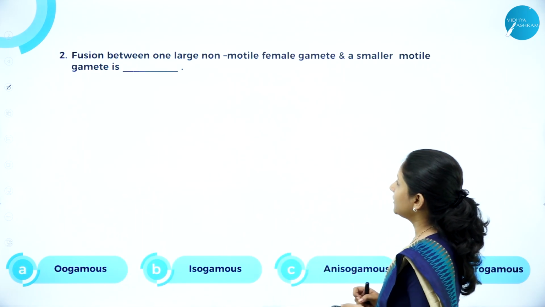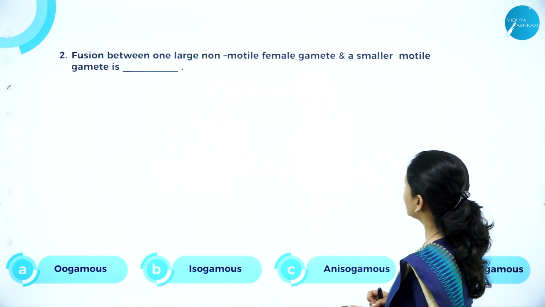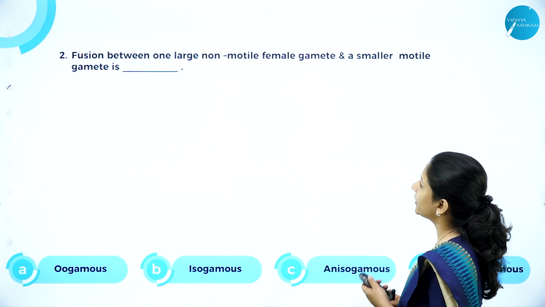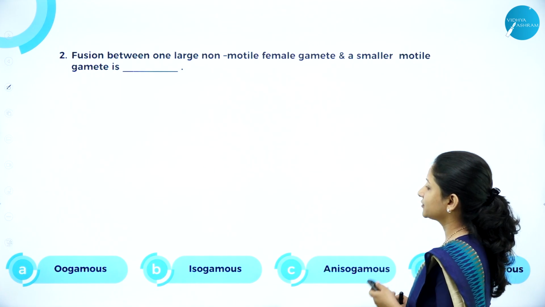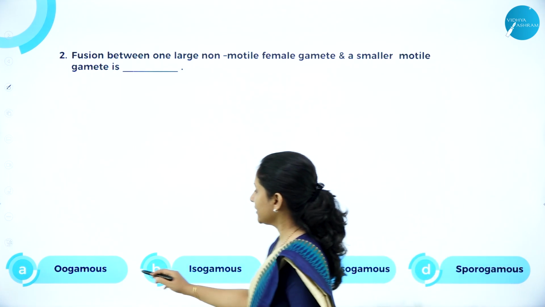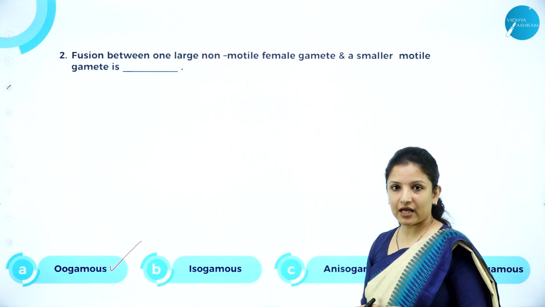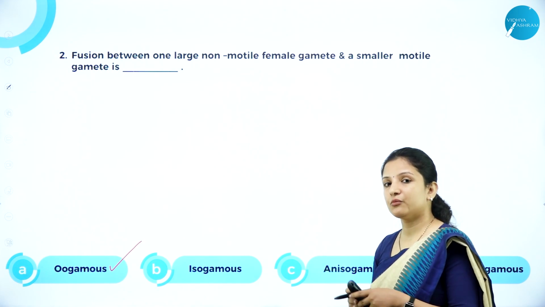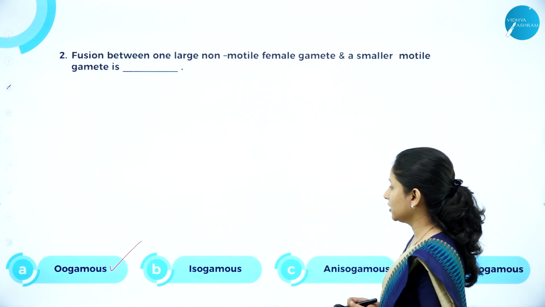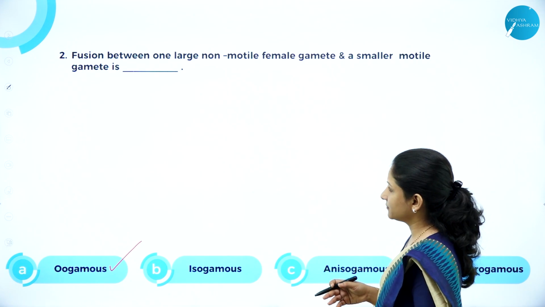Fusion between one large non-motile female gamete and a smaller motile male gamete is called oogamous, right? Here, the non-motile female gamete that is larger fuses with the motile male gamete that is smaller. So, therefore, the answer is oogamous.